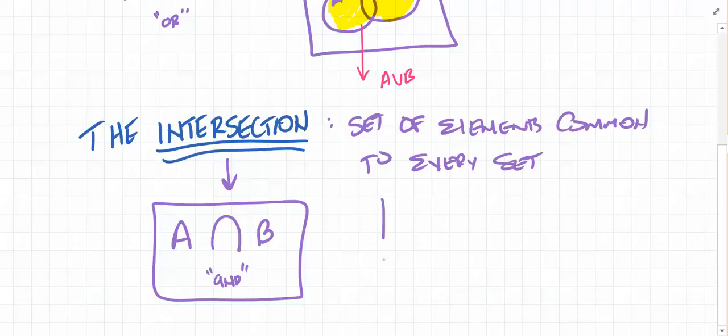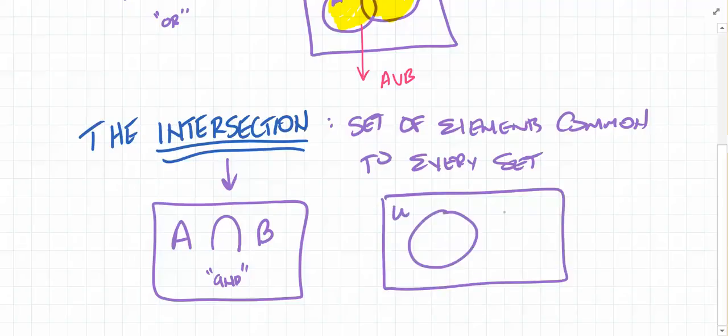So if I was going to have my picture over here, and this represents my universal set, here's set A over here, here's set B over there. Well, the definition says the set of elements that's common to every set. In this particular case, I only have two sets. So the stuff that's common is just the stuff that's in between. That's the intersection of two sets.